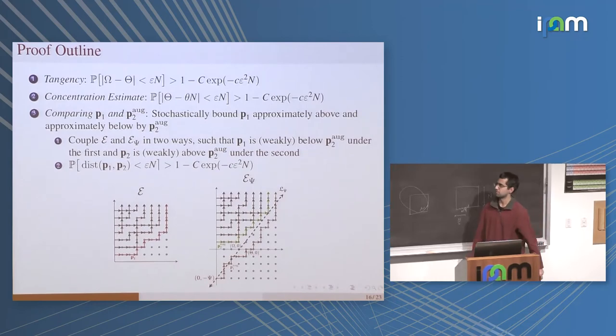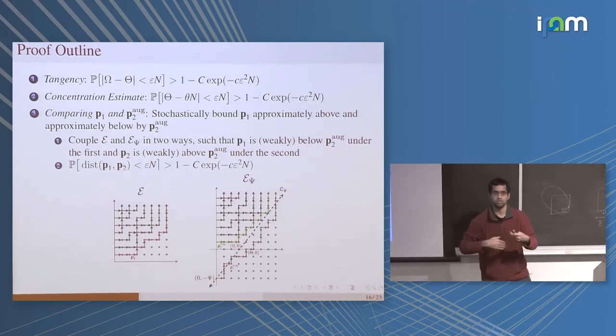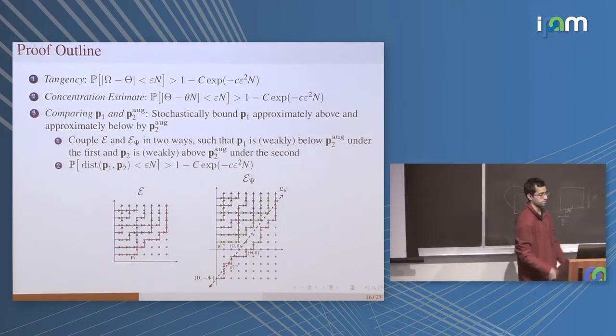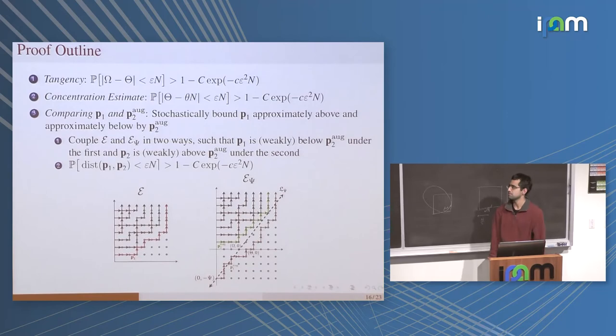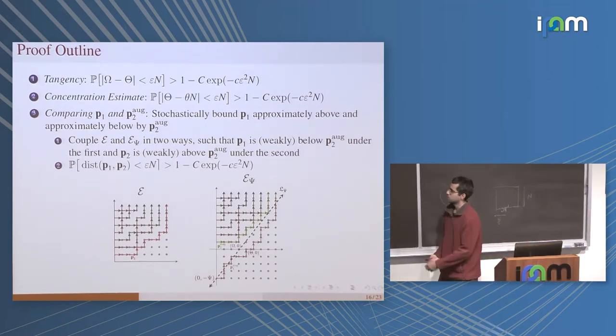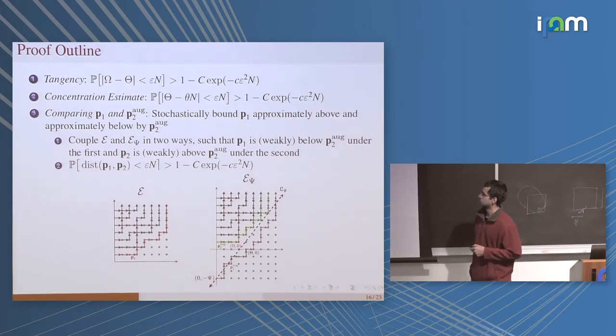And the second part of step three is to show that the bottom two paths in this ensemble are close to each other. So the probability that they're far away from each other is small. This is the vague outline of the argument. And let me just quickly say why we're done once you do all those things.